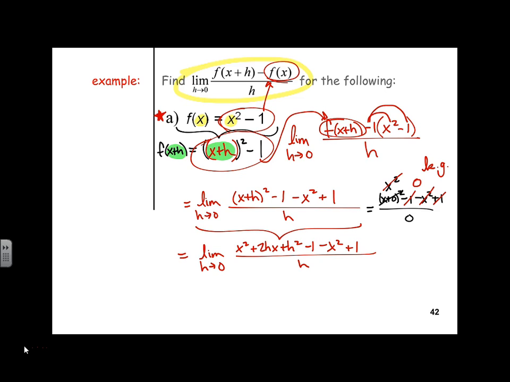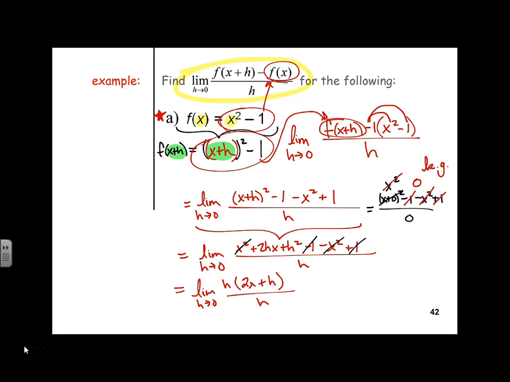Yeah. Does anybody notice anything that we can keep on going with? Kill the x squared. Hey, they die. What else? Ones. They die. Take out an h. Ooh, nice. We can factor out a common factor on top. And that is the proper math to do. We have to make sure that we can factor out before we reduce with the denominator.